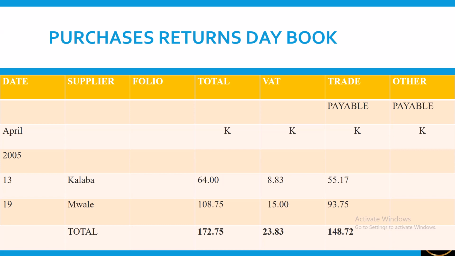So when you apply the VAT fraction, which is 4 divided by 29, on 64 kwacha, you are going to end up getting 8 kwacha 83 ngwe as the VAT component, value added tax. When you subtract it from 64 kwacha, the gross amount, you are going to end up with the trade payable amount, a net amount of 55 kwacha 17 ngwe.